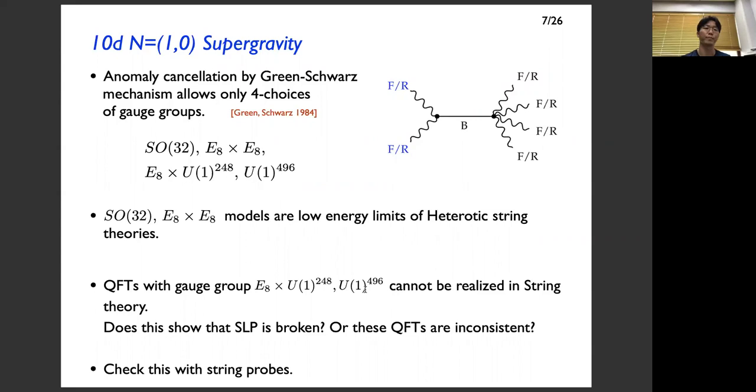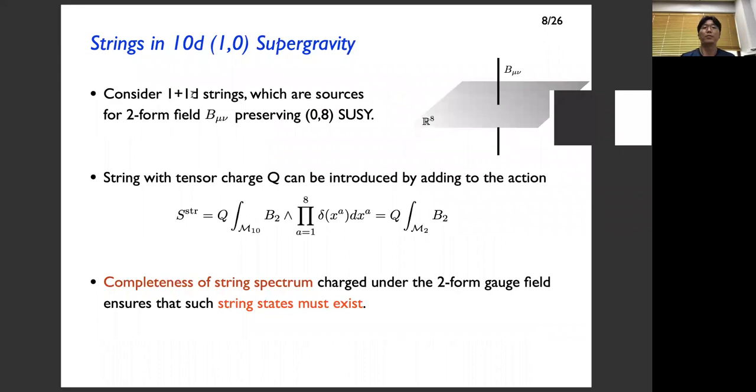So we will consider 1+1 dimensional strings stretched along one of the spatial directions. So it's a one dimensional object in the nine dimensional spatial directions. And these strings are sources for the two form tensor field B mu nu. And this string preserves half of the supersymmetry. So on the worldsheet, it preserves (0,4) supersymmetry.